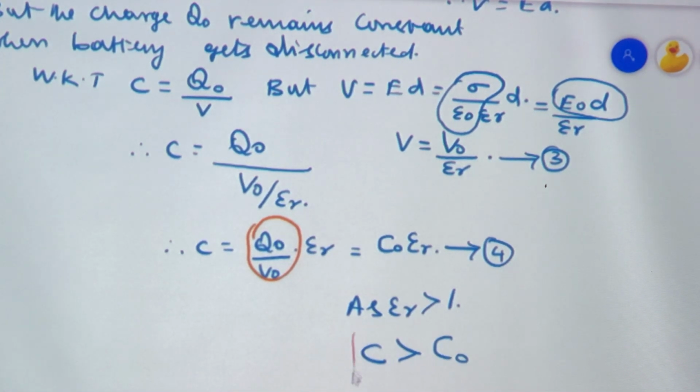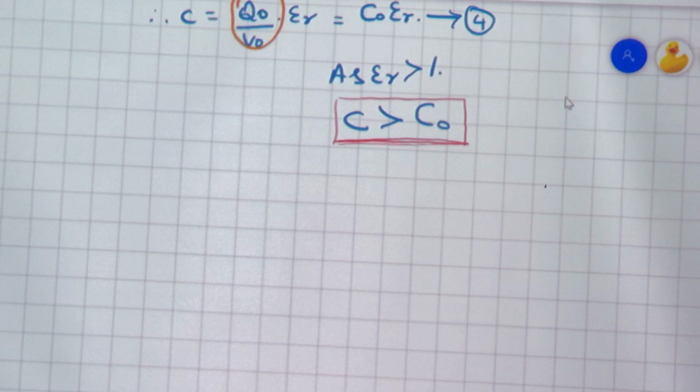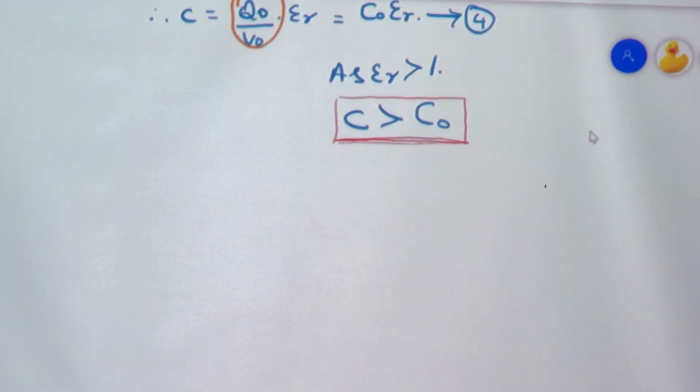After introducing the dielectric, the capacitance of the capacitor increases. This is the effect. So what is the effect? The effect is that by inserting the dielectric, the capacitance of the capacitor increases. I hope you have understood this. So let us write the conclusion. So what is the conclusion?